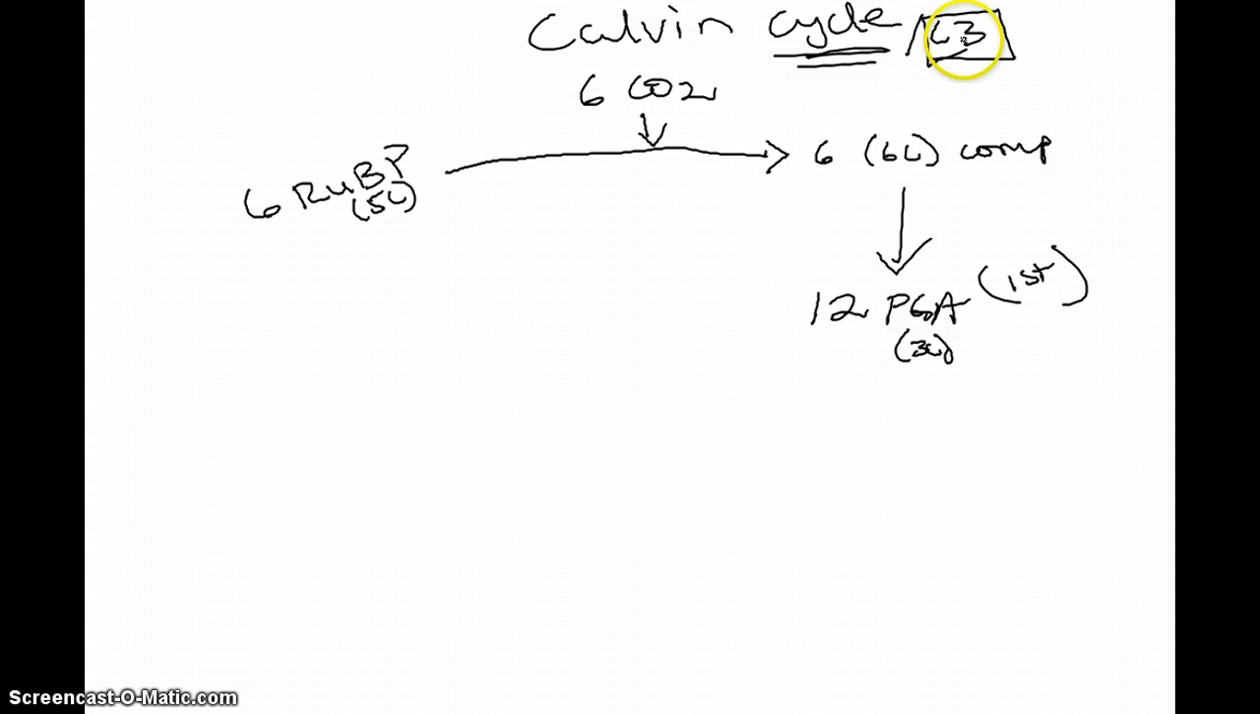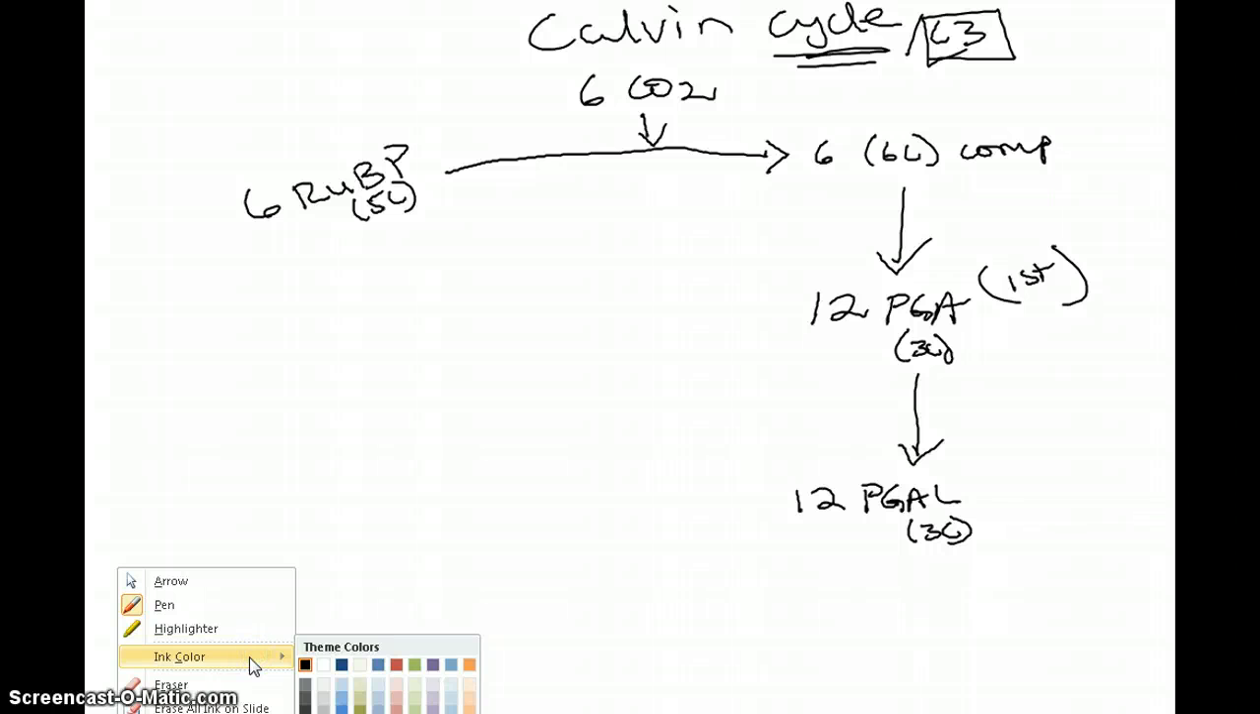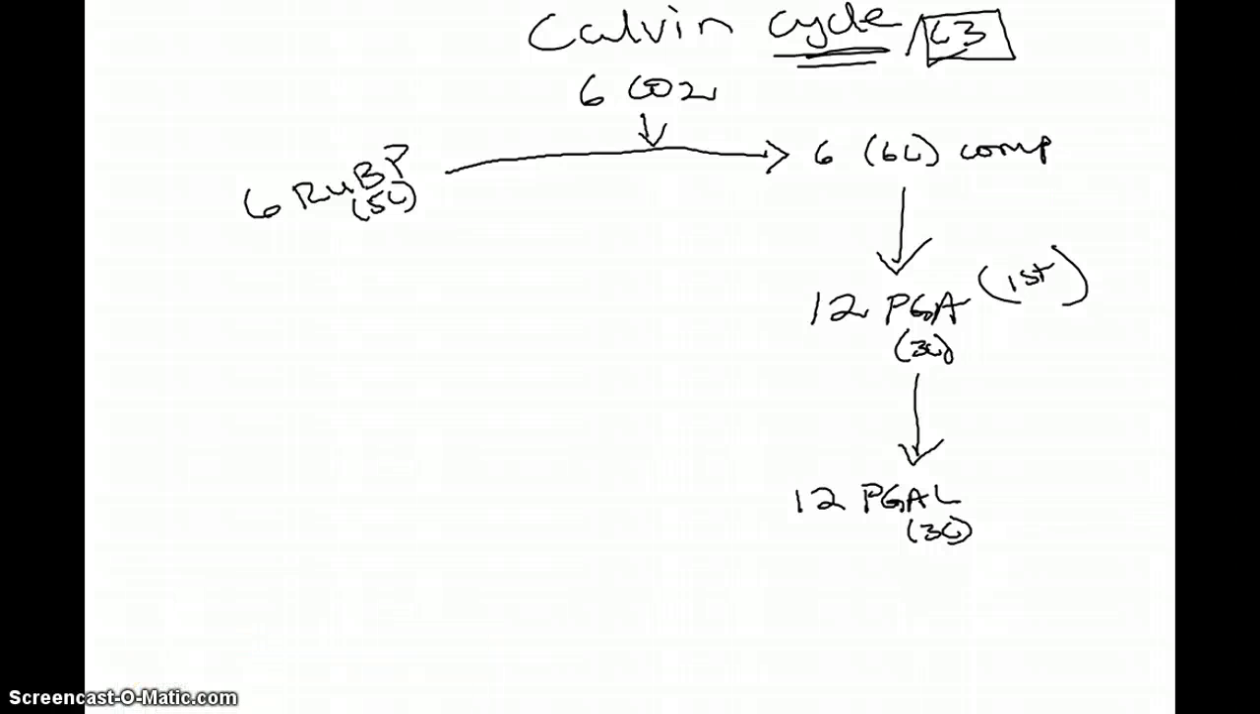Alright, so the 12 PGA then react and create a new compound, another 3-carbon compound called PGAL. So PGAL is another 3-carbon compound, and 12 of these are formed. However, the conversion from PGA to PGAL costs something. So the cost is 12 NADPH and 12 ATP. That's what it costs.